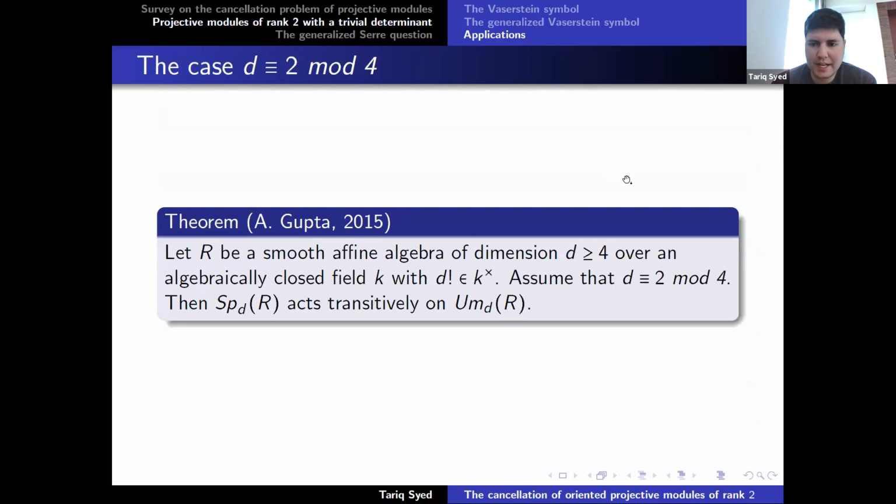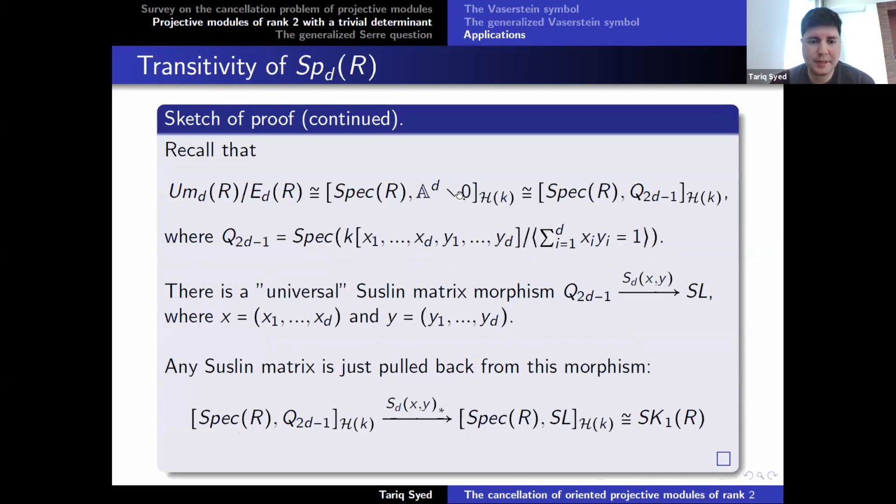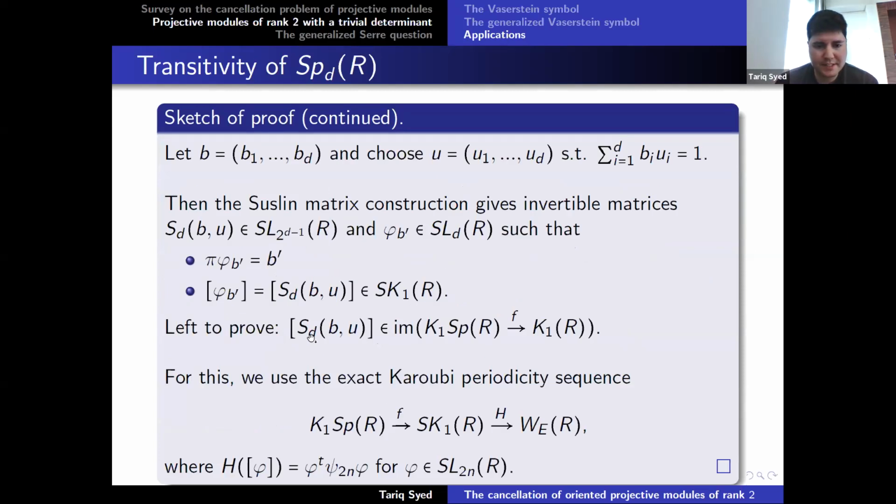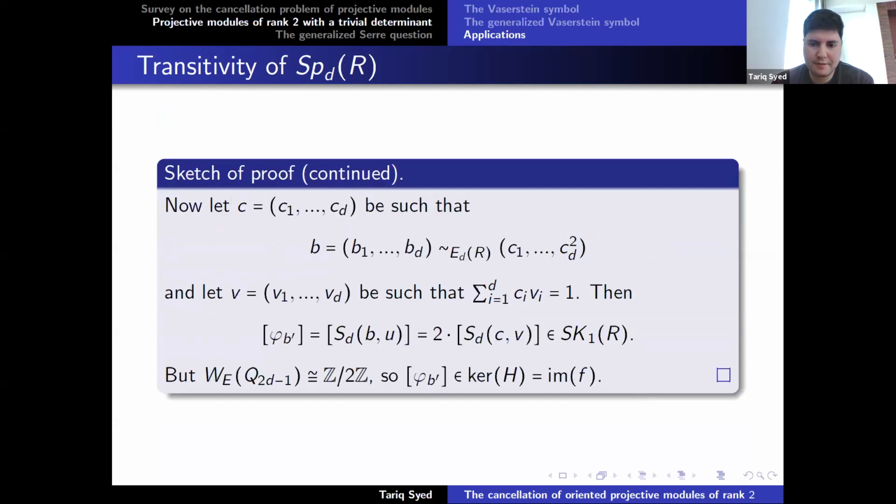I should mention that the same result is true if d is 2 modulo 4. This was proven by Tariq Syed's colleague Anjan Gupta in 2015 using similar methods, but the proof was a little bit easier because he used SL_d when d is 2 modulo 4. So the Suslin matrix is automatically in this image. There is nothing to show basically, whereas in the case when d is divisible by 4, we really have to compute something.